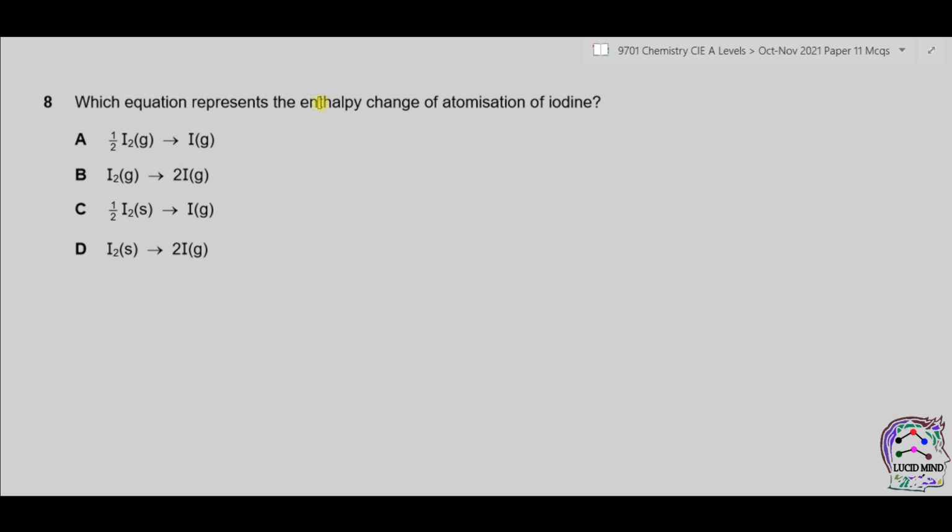Question 8. Which equation represents the enthalpy change of atomization of iodine? Now the definition for enthalpy change of atomization is when 1 mole of gaseous atoms is formed from the element in its standard state under standard conditions. Now we can look into the options.